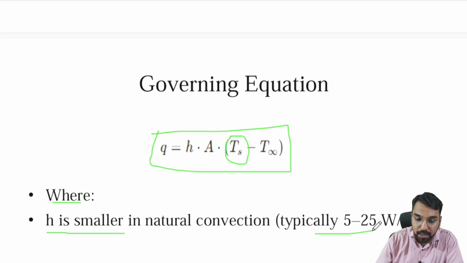So in convection heat transfer, but in natural convection heat transfer, the h value is smaller. Okay, typically it is from 5 to 25 watt per meter square Kelvin. h means convective heat transfer coefficient value should be lesser.